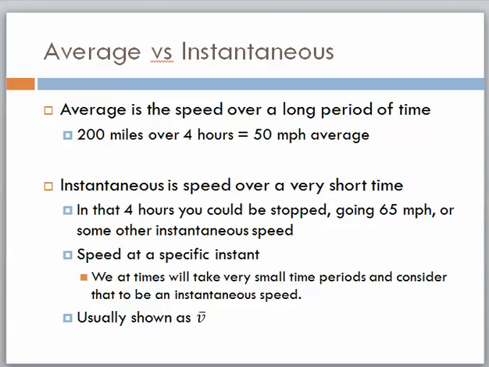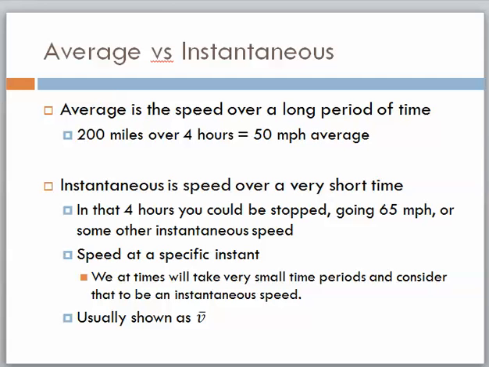All right, on here, average versus instantaneous. Average is the speed over a long period of time. And what I mean by that is if you're heading south, let's say to Indianapolis, you might have had an average speed of 60 miles per hour. And what that maybe means is you went 120 miles in maybe 2 hours. So you had an average speed of 60 miles per hour.